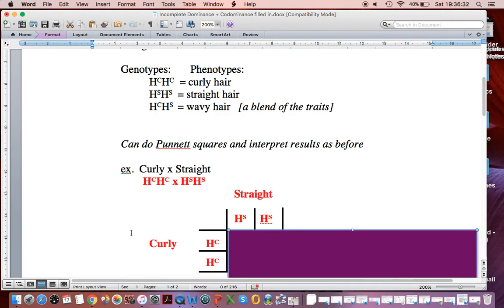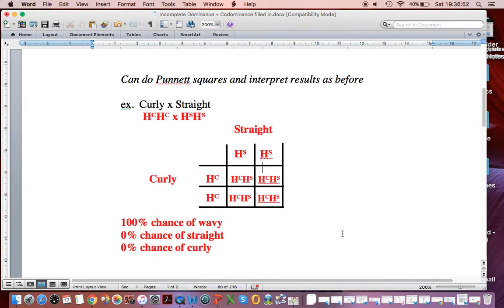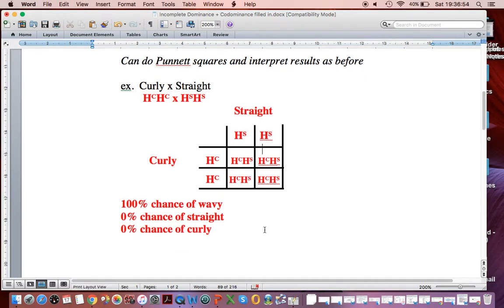We've had the meiosis. We've had the egg and sperm form. So we say these alleles came down here, these alleles came here, and you see there's only one way those can get together. So curly and straight. Amazingly, all the offspring are going to be heterozygous, and that means they're all going to be wavy.